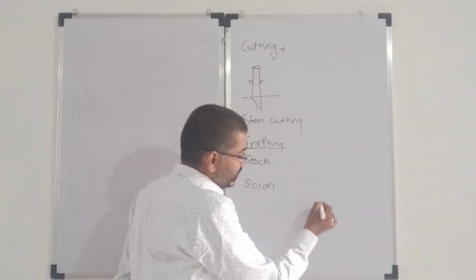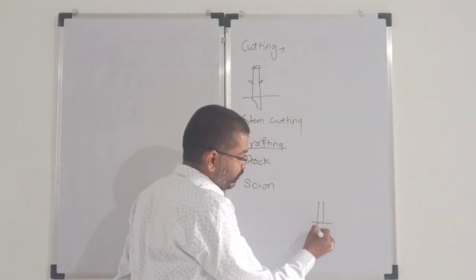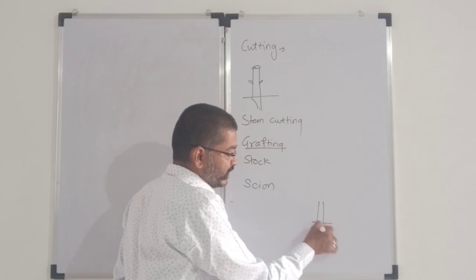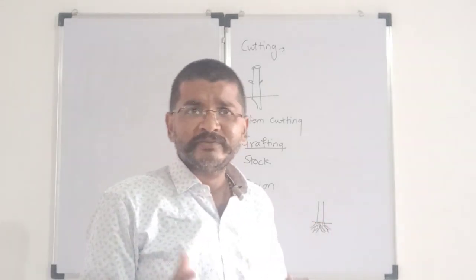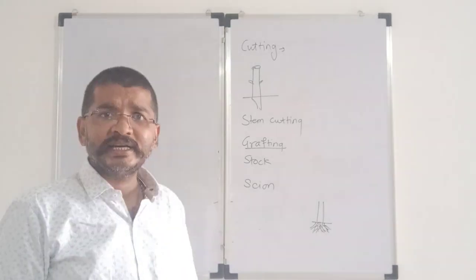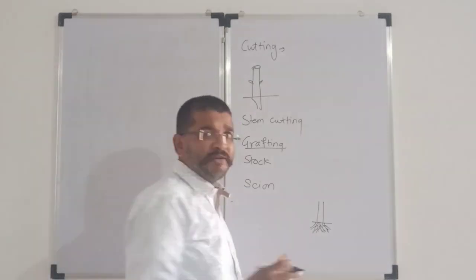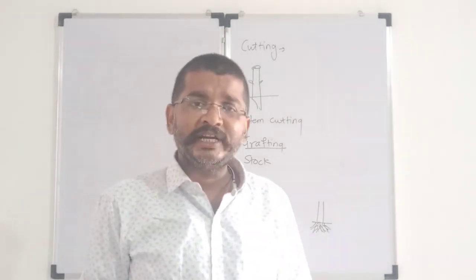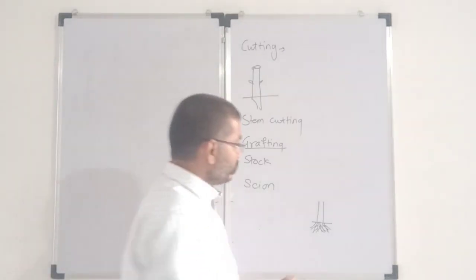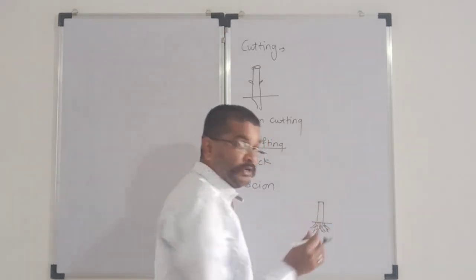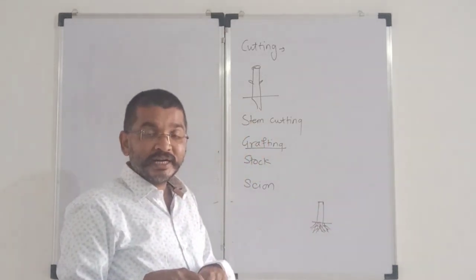So for example, if one plant is producing wild or inferior qualities of fruit and flower, some wild species which is not giving good flowers and fruits, what will we call it? Inferior quality plant. What are we going to do on it? Grafting.